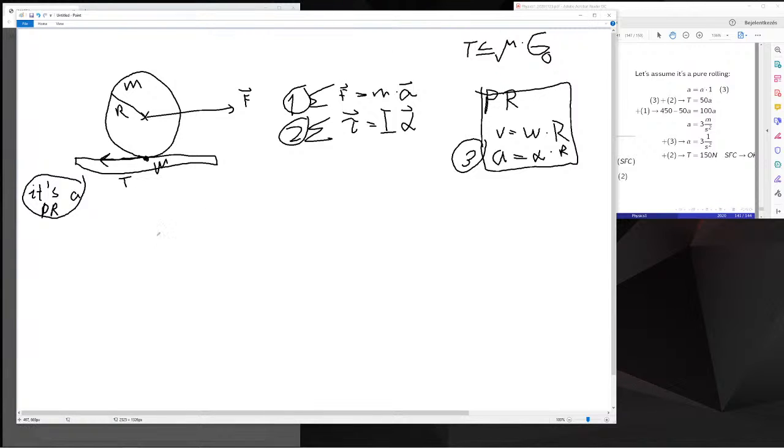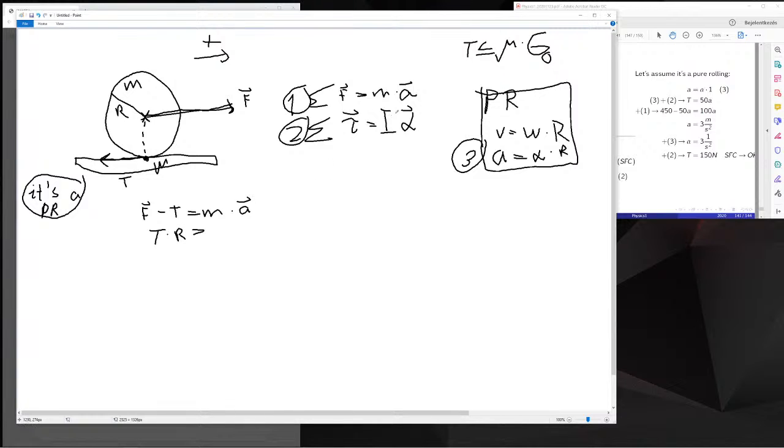That's just an assumption. Pure rolling means, what is the sum of the F? The force we pull the body, and let's say this is the positive direction, minus T equals m times a. What is the sum of the torques? Again, if a force goes through the axis of rotation, there is no rotation from this force. There is rotation only from the friction. What is the lever arm? The lever arm is R.